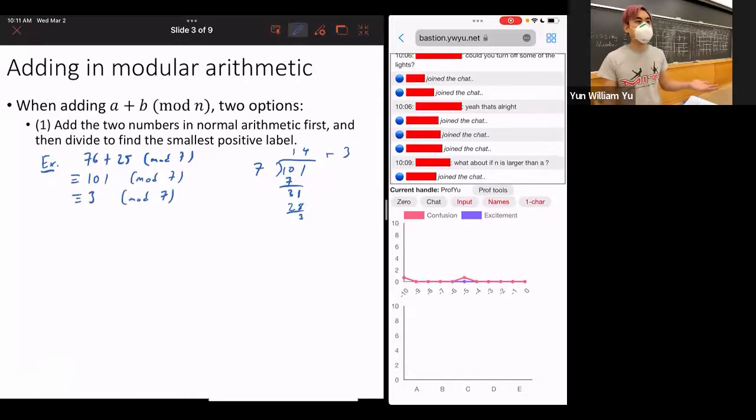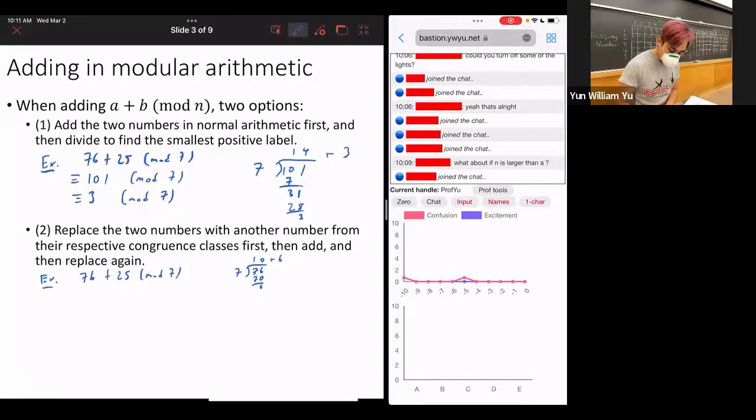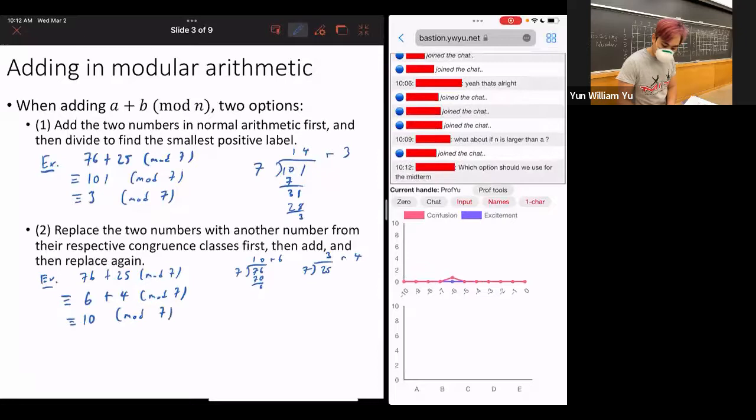Okay, so that's one way of doing it if your numbers aren't too big. And for addition, usually your numbers won't get that big. The other way of doing it is you can first replace the numbers with another number from the respective congruence class, and then add and then replace again. So for example, using the same example, 76 plus 25 mod 7. Well, 76 divided by 7 is 10, remainder 6. And 25 divided by 7 is 3, remainder 4. So this is equivalent to 6 plus 4 mod 7, right? Because you can replace each of the individual things when you're doing addition or multiplication. Or, I mean, we haven't gotten to multiplication yet. But you can do that. And so this is equivalent to 10 mod 7. And this is equivalent to 3 mod 7.